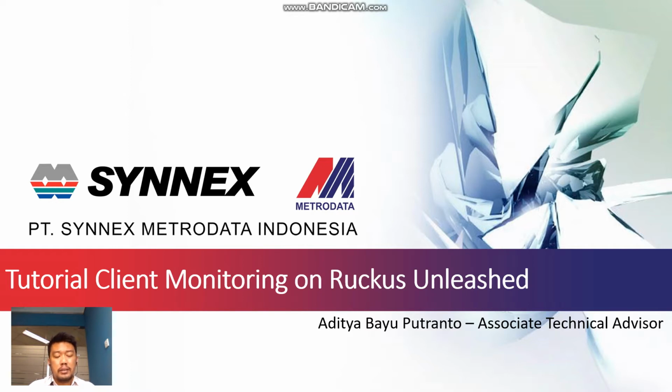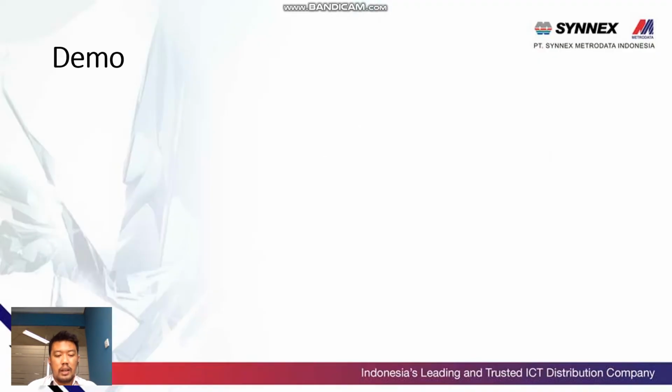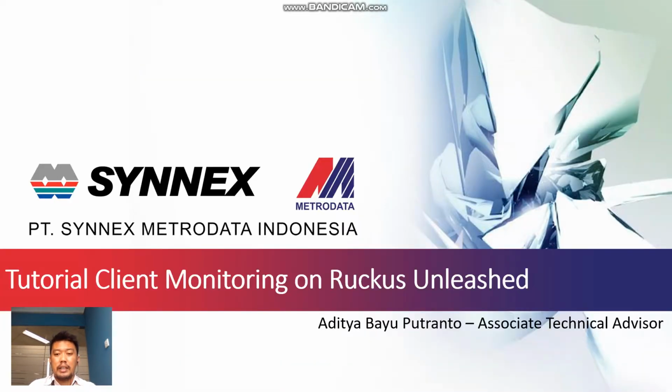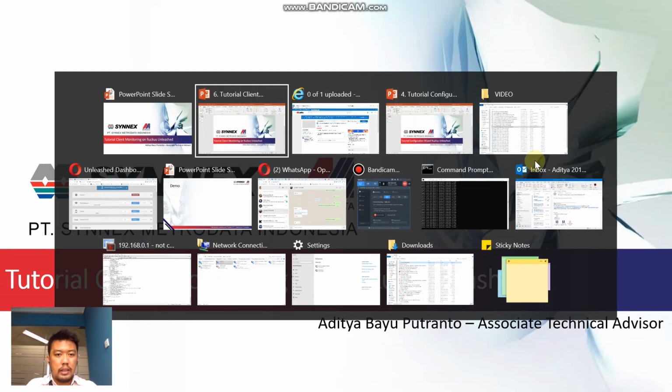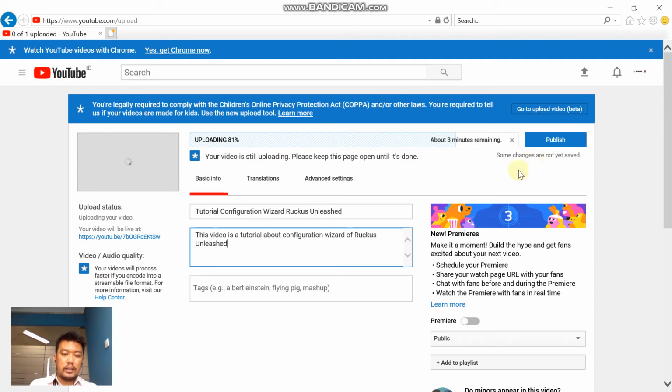And today we will discuss how to do client monitoring in Ruckus Unleashed. This is needed if we want to monitor clients and client activity, and how many clients are connected to which access point. So we just check it on the access point.